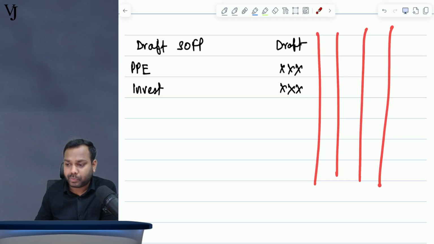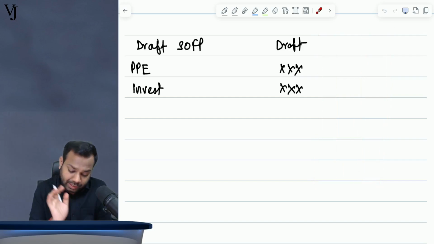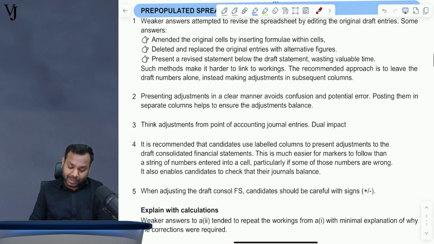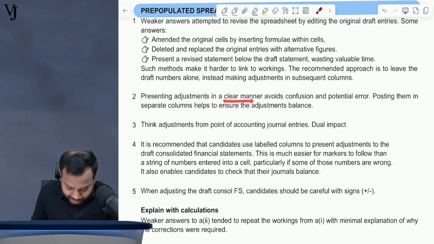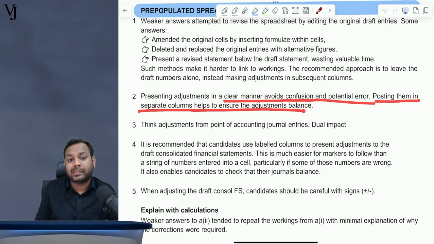A separate column for each adjustment. Yash is asking about a separate column for each adjustment. I have written that point for you also. Presenting adjustments in a clear manner avoids confusion and potential error. Posting them in separate columns helps to ensure the adjustments balance.